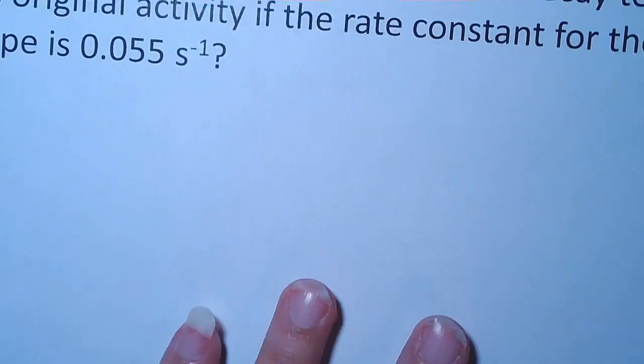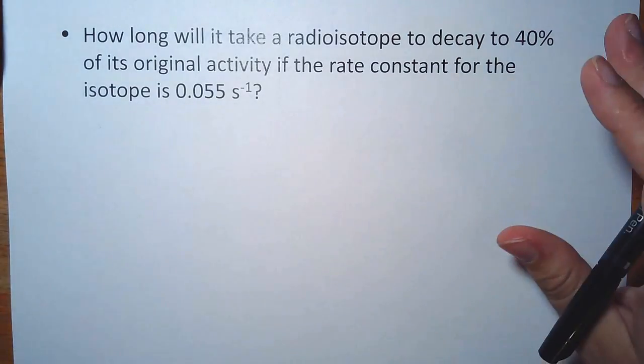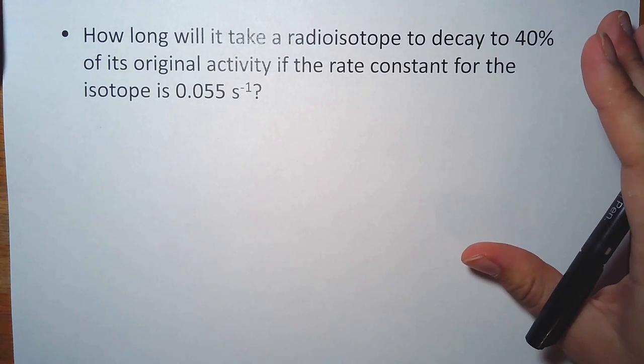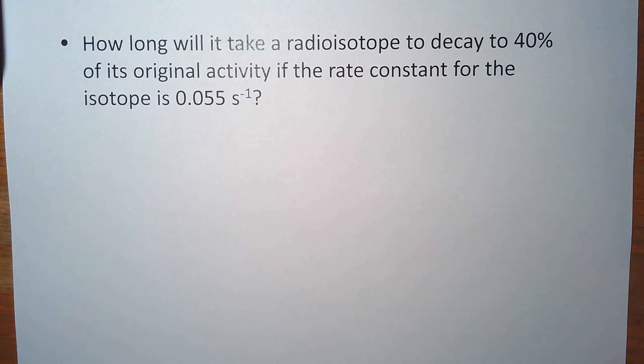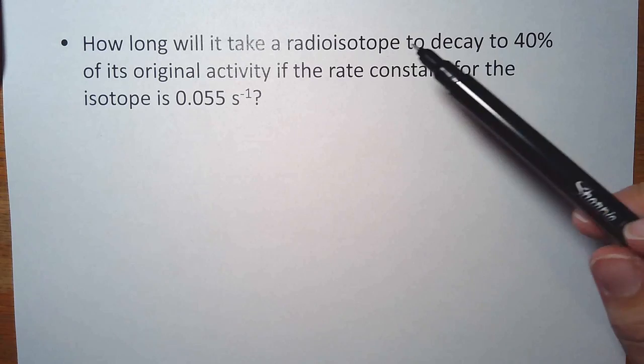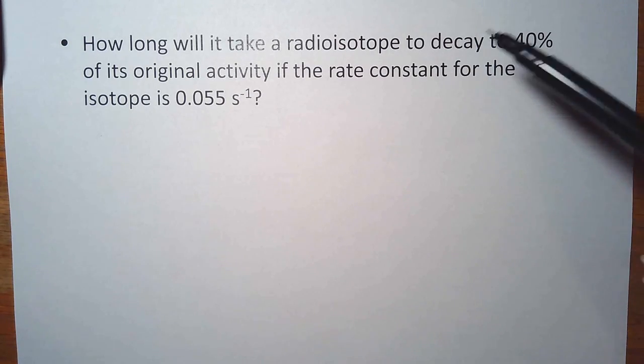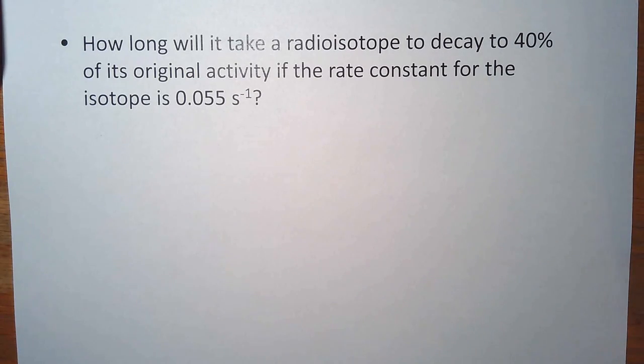Alright, let's look at another example. How long will it take a radioisotope to decay to 40% of its original activity? The rate constant is 0.055 1 over s. So percentages come up pretty often in radioactive decay. Instead of looking at grams or activity, they look at percent remaining. But we can use this the same way.